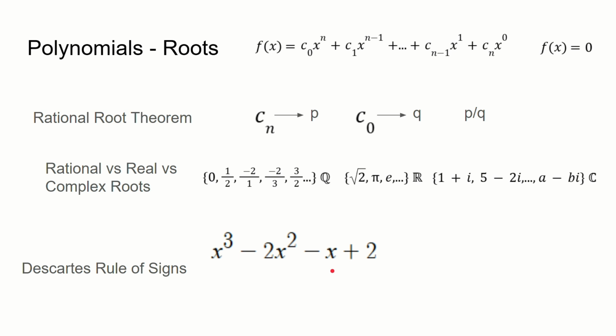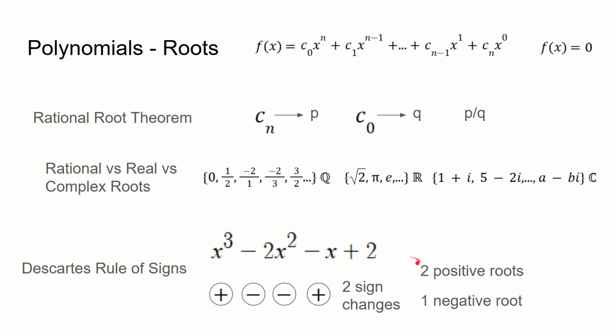Finally, Descartes' rule of signs. Using the same polynomial we solved in the previous slide, we can actually find out the maximum number of possible positive and negative roots. First we'll look at the signs of these. So this has positive, negative, negative, positive, and then we'll count the number of consecutive sign changes. It starts positive, goes negative, that's one sign change, it doesn't change, then changes back to positive. So that's two sign changes.